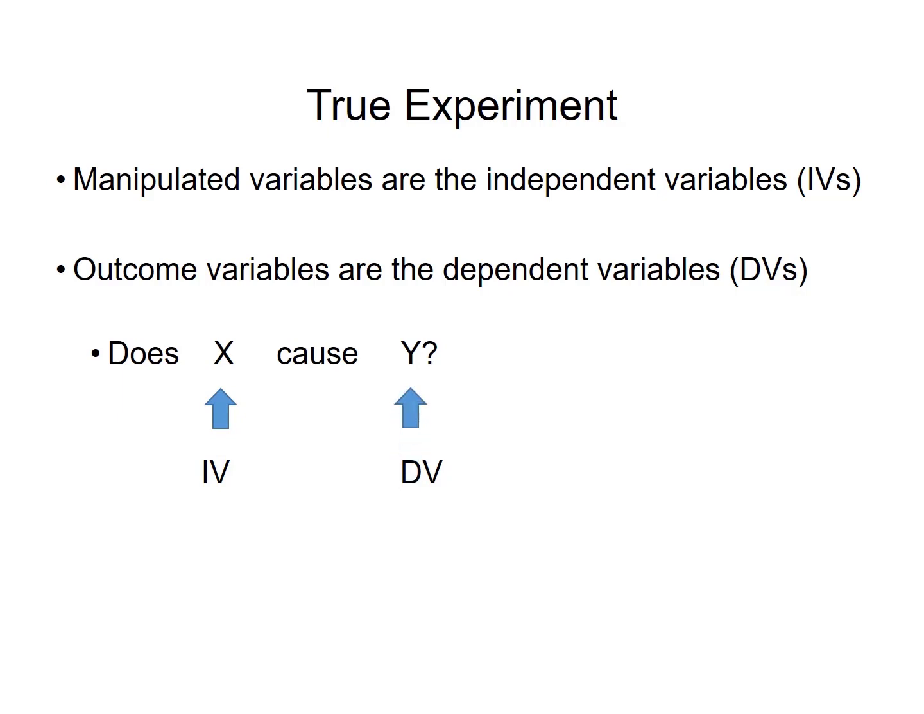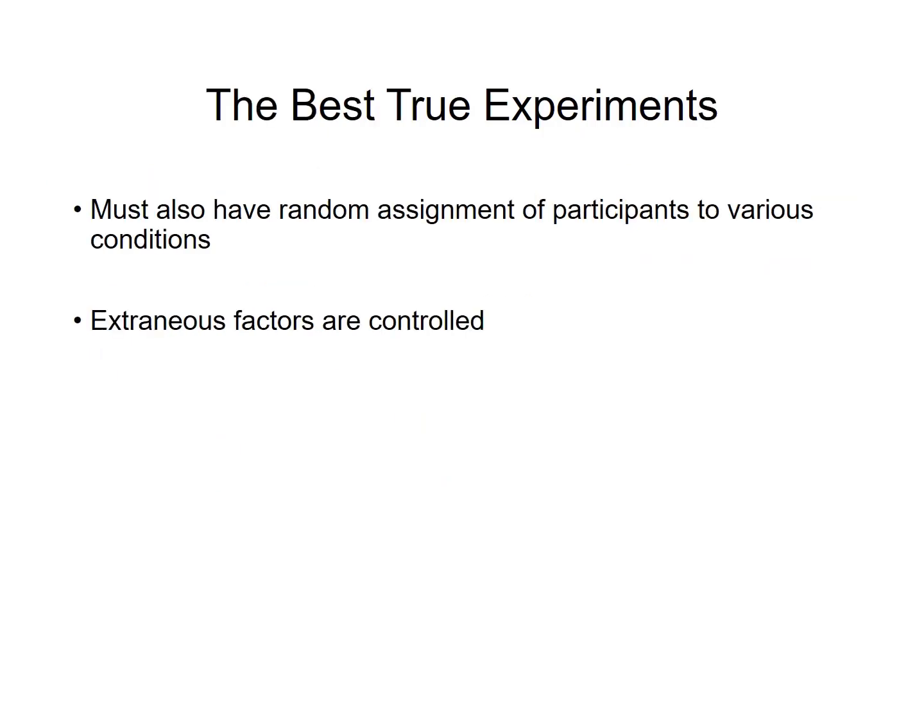In a true experiment, a variable is manipulated and you observe to see if an outcome changes in another variable. So the IV is the X, the cause, presumably, and the DV is the Y, the outcome. The best true experiments also have random assignment. That means when you take all the volunteers that have volunteered for your study, you use a flip of the coin or drawing names from a hat to assign them to which experimental condition they will get. That ensures there's no systematic bias in placing people in conditions.